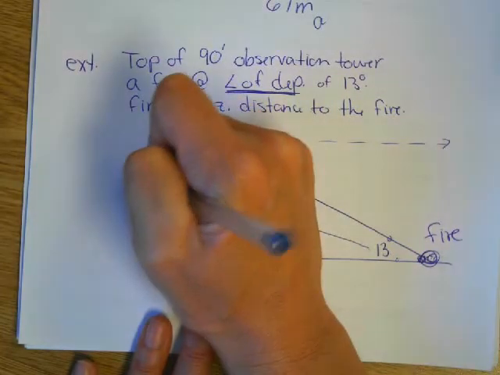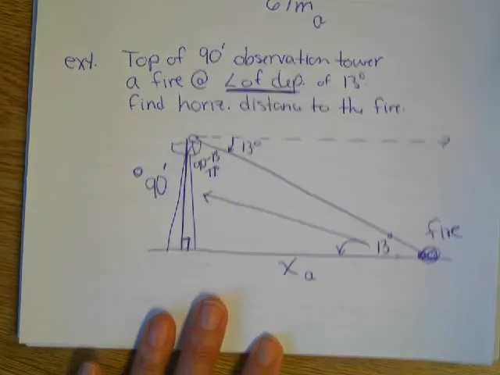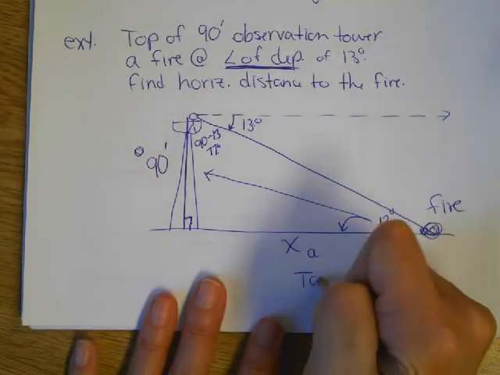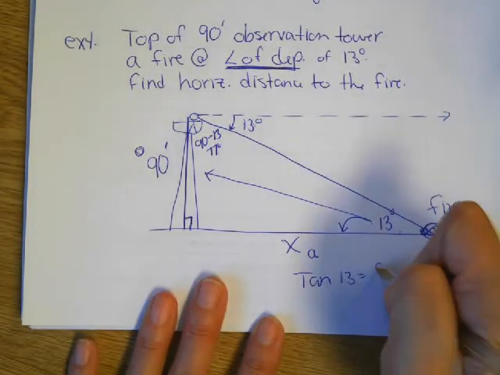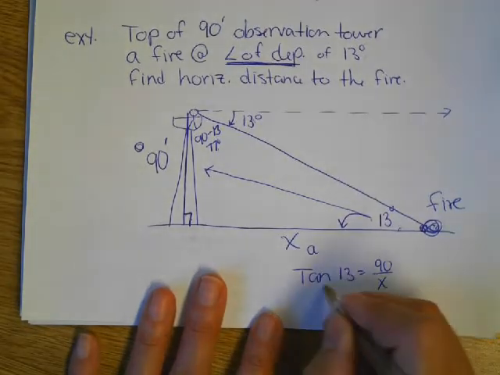Opposite. Adjacent. Oh, looks like another tan. I picked 3 tans today. Sorry about that. They won't always be tan, but the tan of 13 will equal opposite is 90 over adjacent. This time the x is back in the bottom, so it's going to be a division.